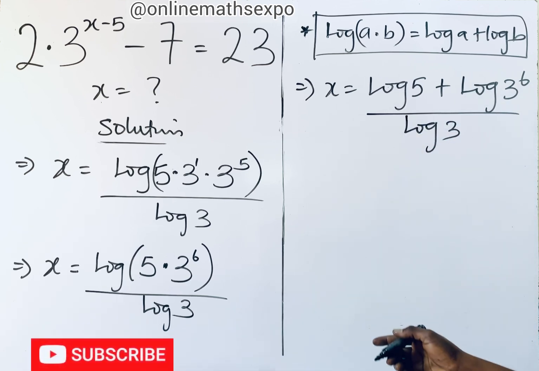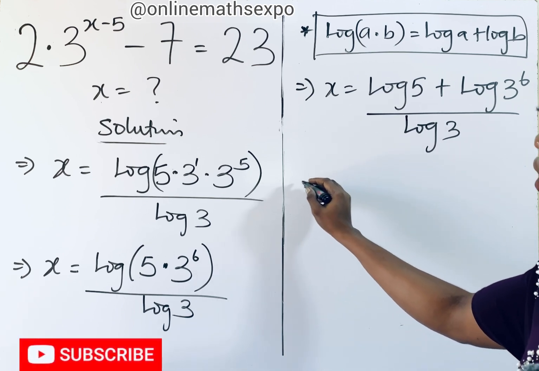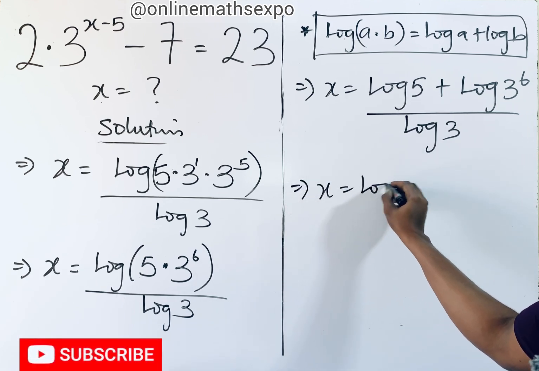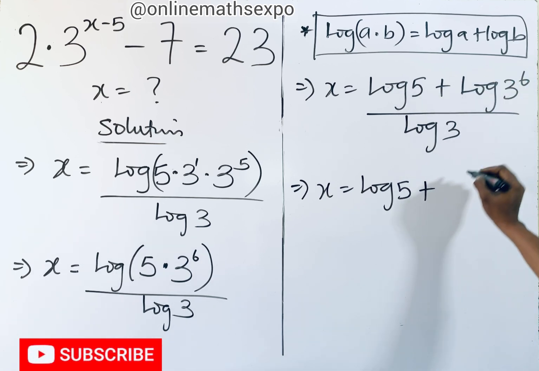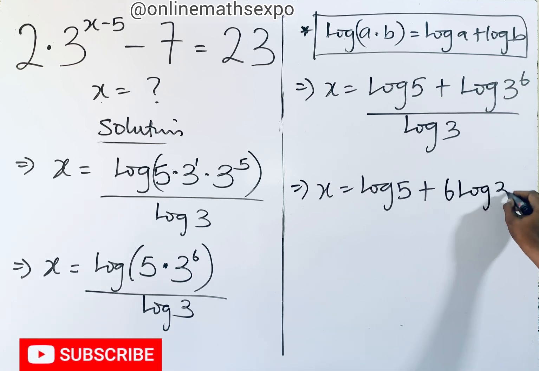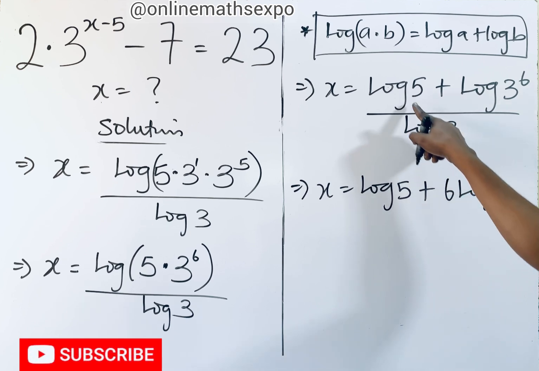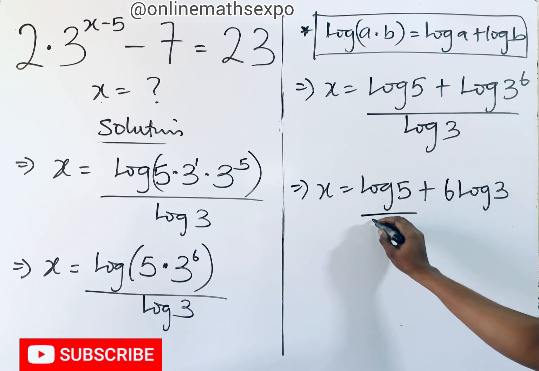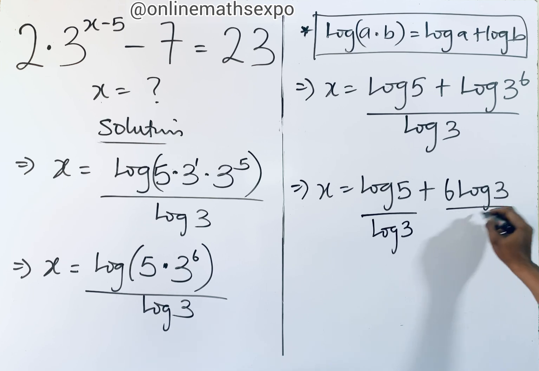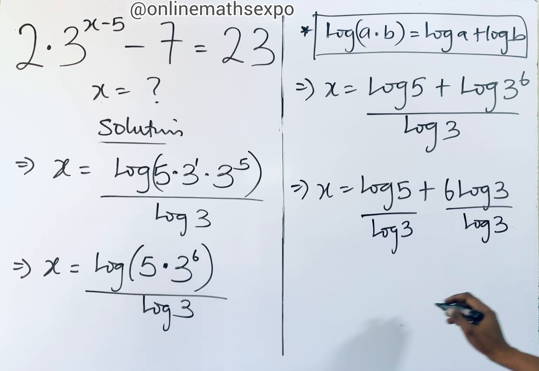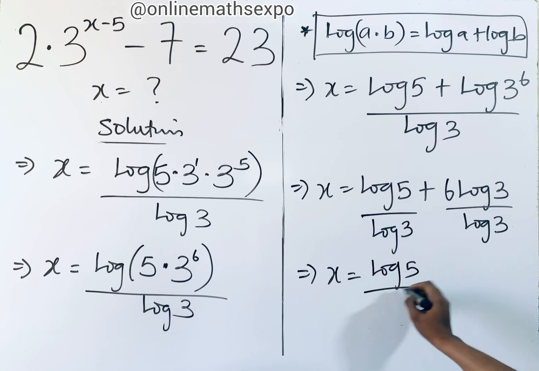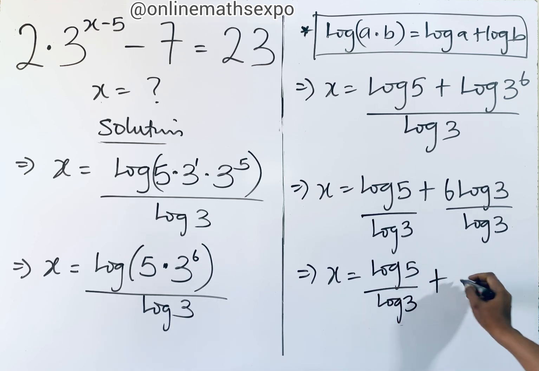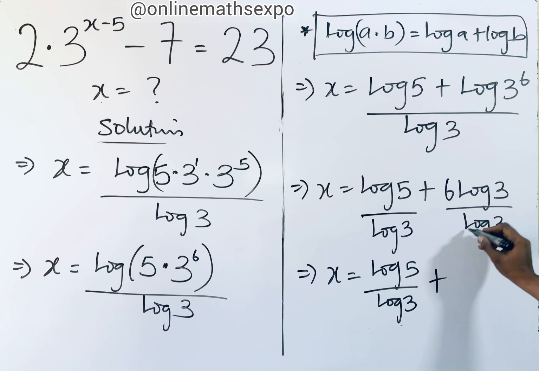We keep simplifying this. So this is going to give us x is equal to log of 5 plus, remember, the power multiplies. So we're going to have 6 log 3. Now this log 3 is the denominator for these two. So you can divide each one by log 3. Now if you simplify, x will give you log 5 divided by log 3 plus, you see that this and this are the same, so you cancel it out to have 6.